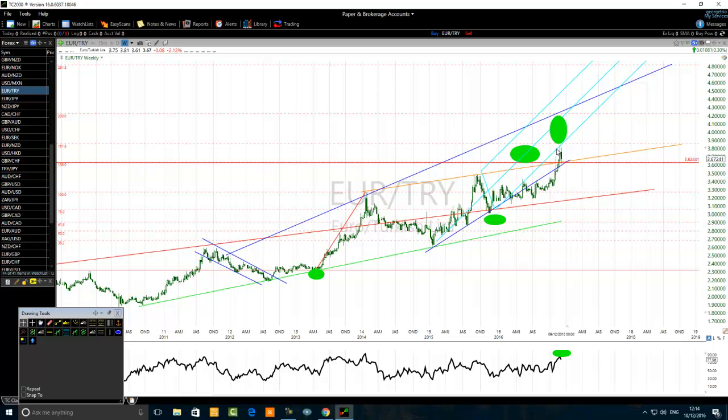We are now on the edge of our turquoise trend line that I put here, and prior to a bearish signal below the orange line, prior to a bullish signal above that orange trend line.